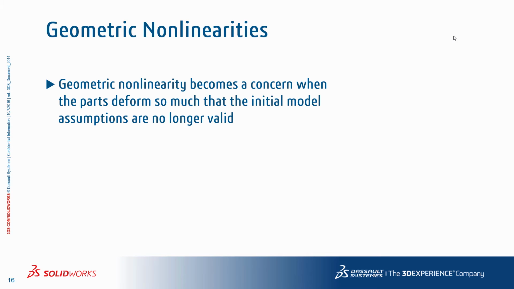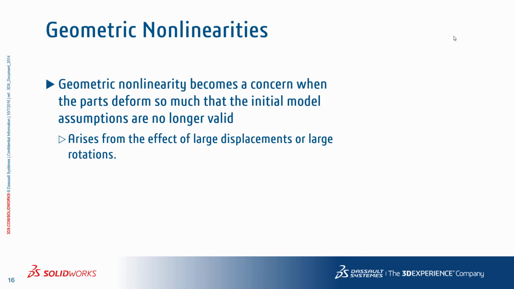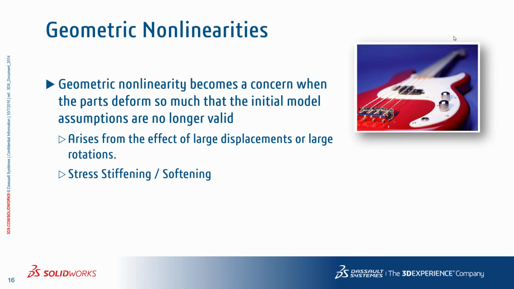Geometric nonlinearity becomes a concern when the parts deform so much that the initial model assumptions are no longer valid. These typically arise from the effect of large displacements or large rotations. The majority of geometric nonlinearity work you get into involves stress stiffening. As mentioned earlier, the best example of stress stiffening is the pitch change on a guitar string as it is tightened. The Young's modulus of the guitar string does not change, but the stiffness of the string changes nevertheless.